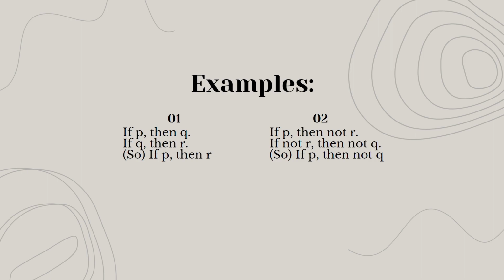Let's look at another example. If P, then not R. If not R, then not Q. So, if P, then not Q.